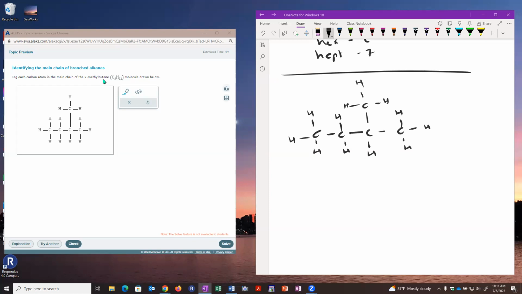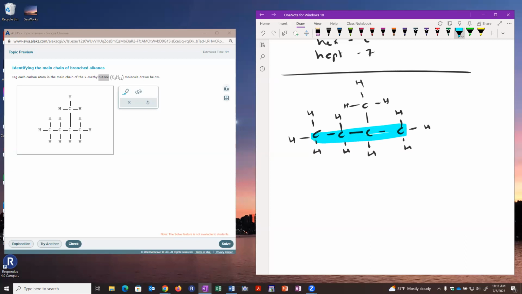It's 2-methylbutane. Now, the thing about the name is that the last part of the name actually tells you the longest continuous carbon chain. So butane means that the longest continuous chain will have but, or 4 carbons in it. So I have the structure drawn here, and if I were to highlight the carbons in the longest chain, we can see that it's all the way across the middle.